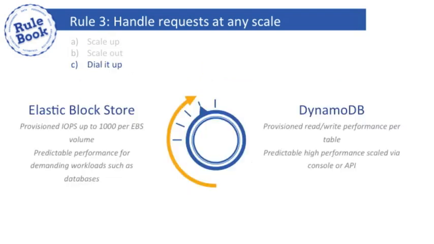Another thing you can do to handle requests at any scale is to dial it up, as we call it. So there are a number of things within AWS that enable extremely high performance or high throughput applications to run. So if you are looking at NoSQL databases, you can use a service called DynamoDB, where you request a provisioned capacity for your data tables. Maybe you have a requirement for 10,000 read writes per second on a database table. You can simply request that amount and pay for that amount on a pay-as-you-go basis.